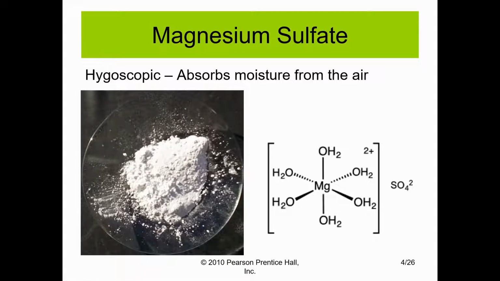A compound which has a property of absorbing moisture from the air is considered to be hygroscopic. One example of a hygroscopic compound is magnesium sulfate. This compound is often used as a desiccant to create a low humidity environment.